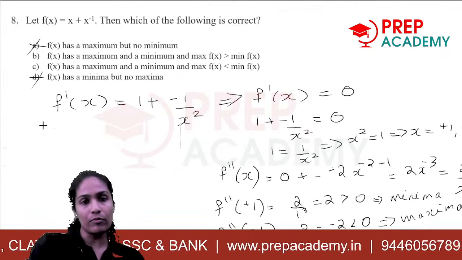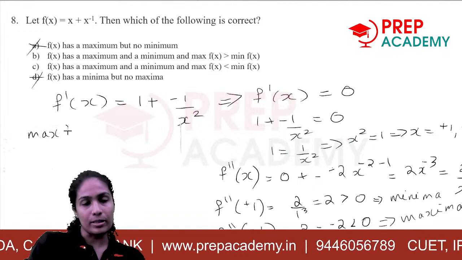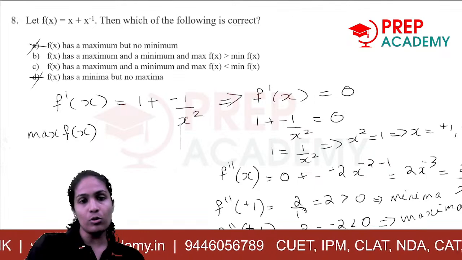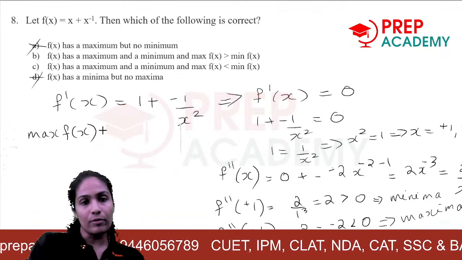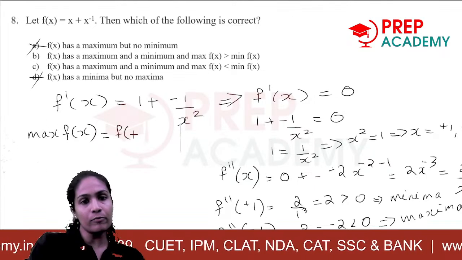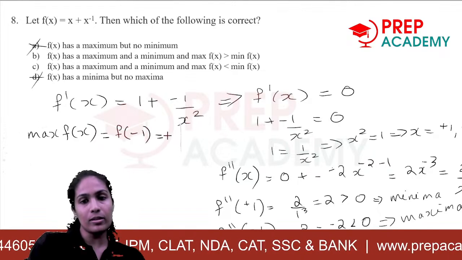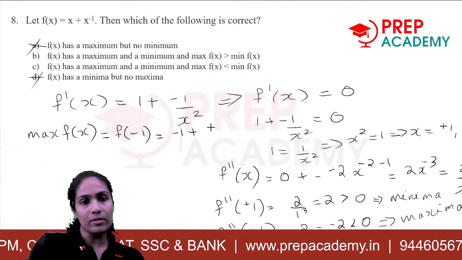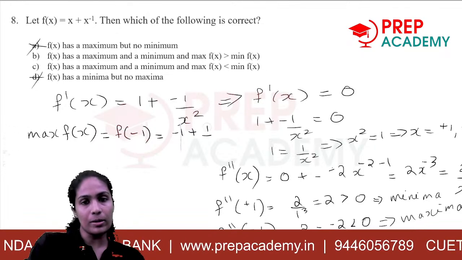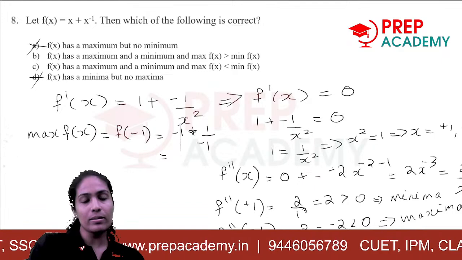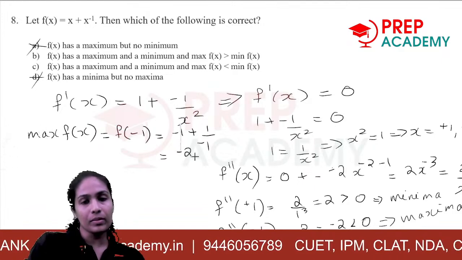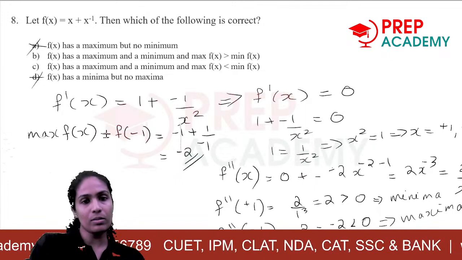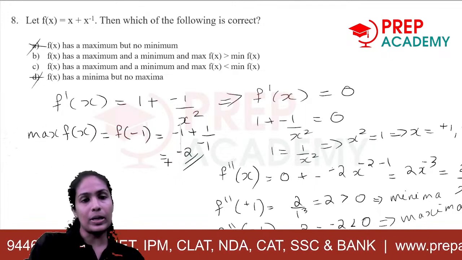So first you have to find the maximum of f of x. Maximum is obtained at minus 1. So to find the maximum of f of x, find f of minus 1. So f of minus 1 is minus 1 plus minus 1 raised to minus 1, which means 1 by minus 1. So it is equal to minus 1 plus minus 1, which is minus 2. The maximum of f of x is equal to minus 2.